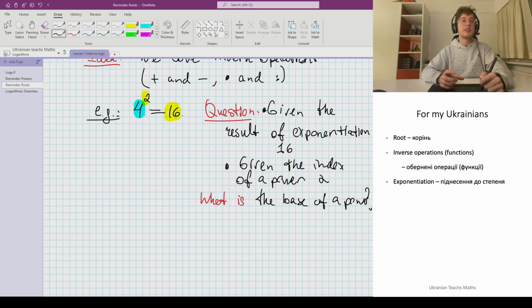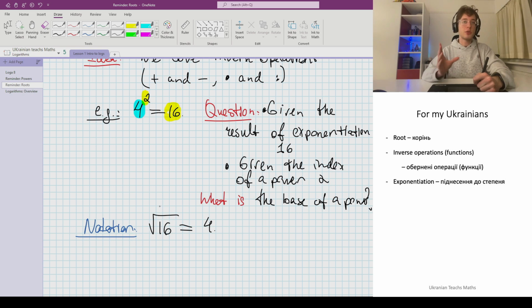And well, the answer is obvious. We see this one right here. 4 raised to the power of 2 is equal to 16. And the common notation is then the square root of 16 equals 4. So we are saying that to get the result 16, pre-given the power and pre-given the result 16, we need to take the base 4.